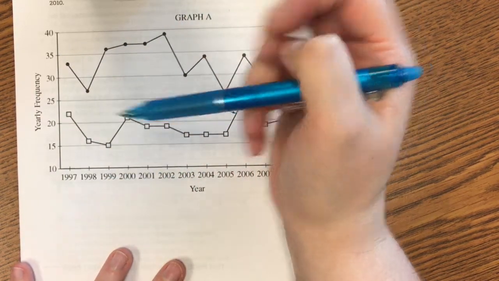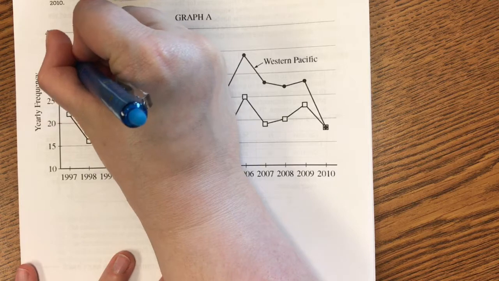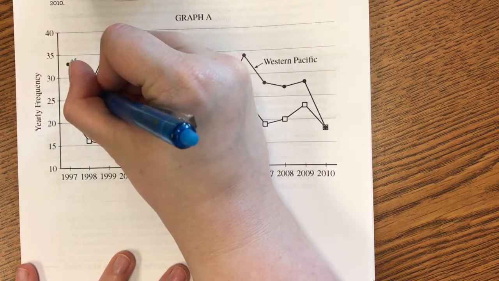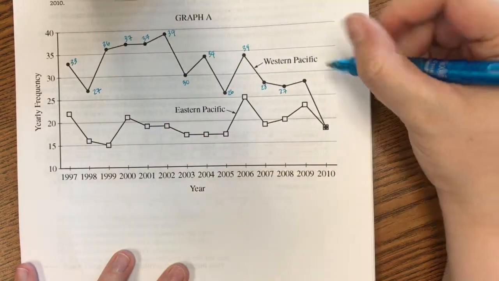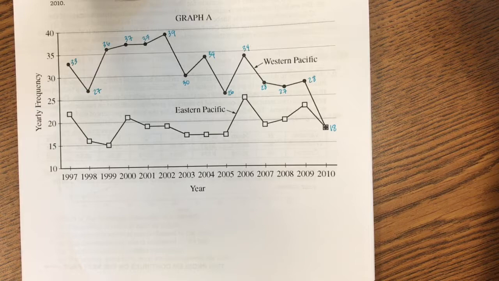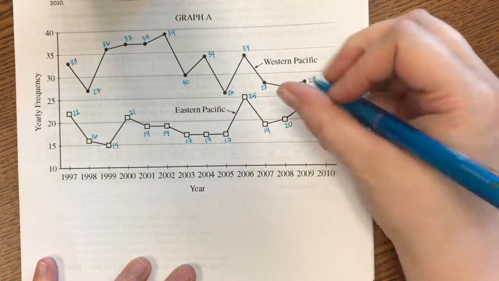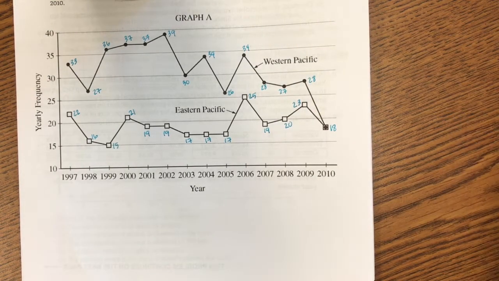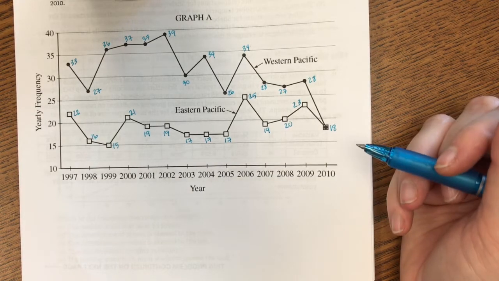So the first thing I'm going to do is go through and estimate where each of these numbers is in yearly frequency. For example, in 1997 for Western Pacific, that looks like about 33. This one's maybe 27. And I'm going to keep doing that. So I've done that, and now I'm going to do the same thing for Eastern Pacific. So I've got all of my numbers, and now I'm going to do a back-to-back stem and leaf plot.